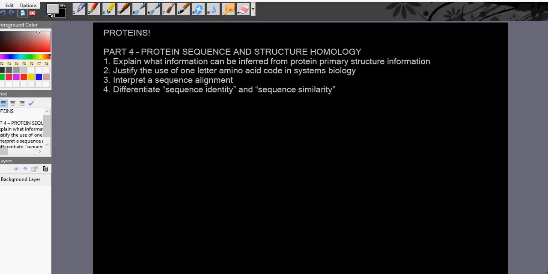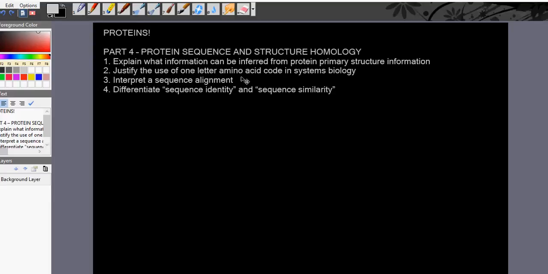Okay, so we're going to explain what information can be inferred from protein primary structure information. We're going to justify the use of one-letter amino acid code in systems biology, also known as bioinformatics. And so that's using computers in order to answer biological questions. We're also going to interpret a sequence alignment and differentiate sequence identity and sequence similarity.